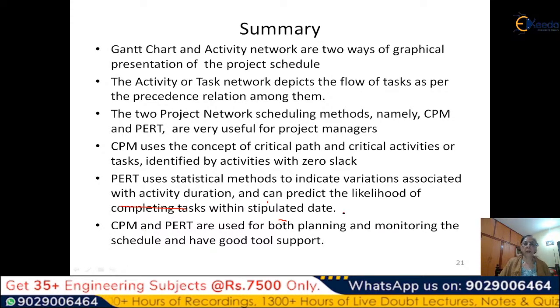And we have determined the critical path, we have determined the critical tasks, we have understood how it is used in the monitoring. Then we have gone to the PERT method and we have shown the variations associated with the activity duration, and we have done this. And we have also checked the tools that are used, which is a great help in planning and monitoring.